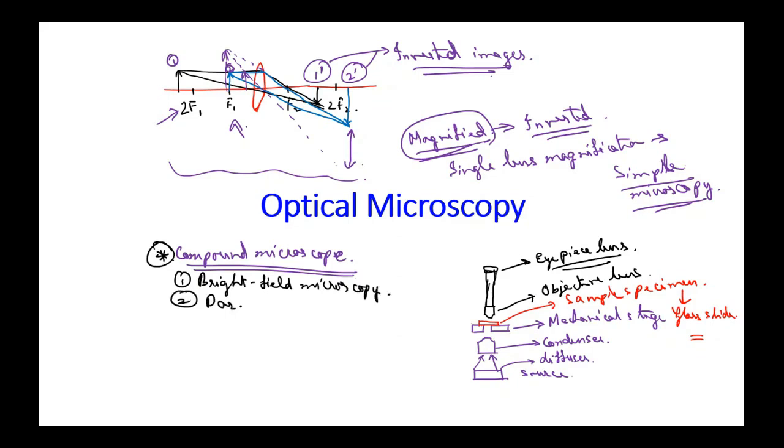Then second, we have dark field microscopy. Third, we have fluorescence microscopy. Fourth, we can have polarizing microscopy. In short, we write it as PLM. Okay, and there are many other things, oblique microscopy and other things are there. Then for analyzing bacteria, we can have, say, phase contrast microscopy.